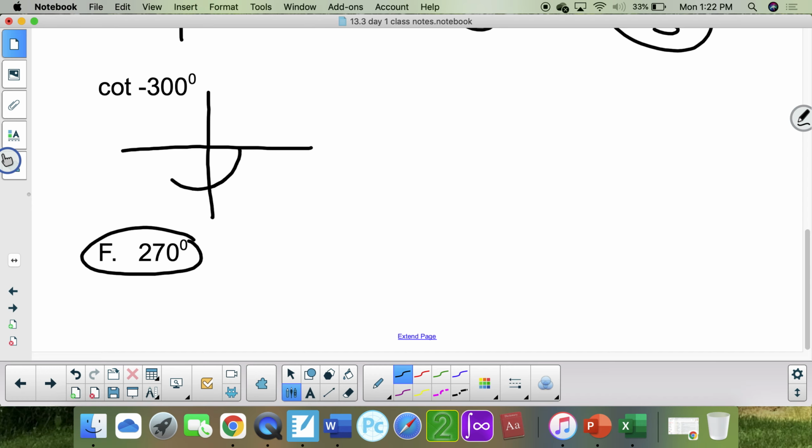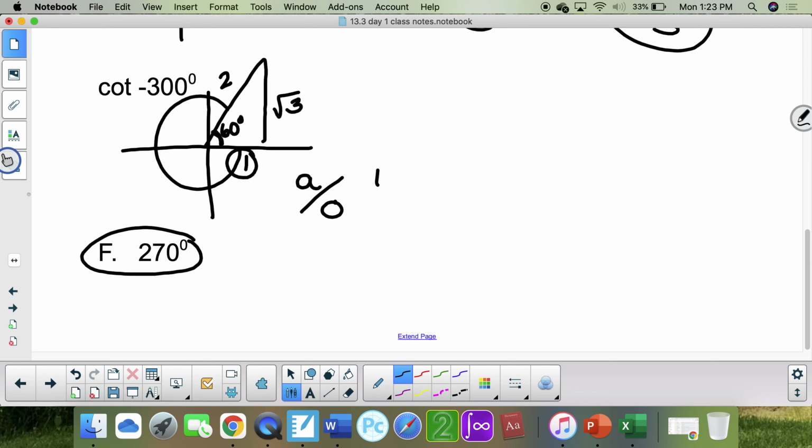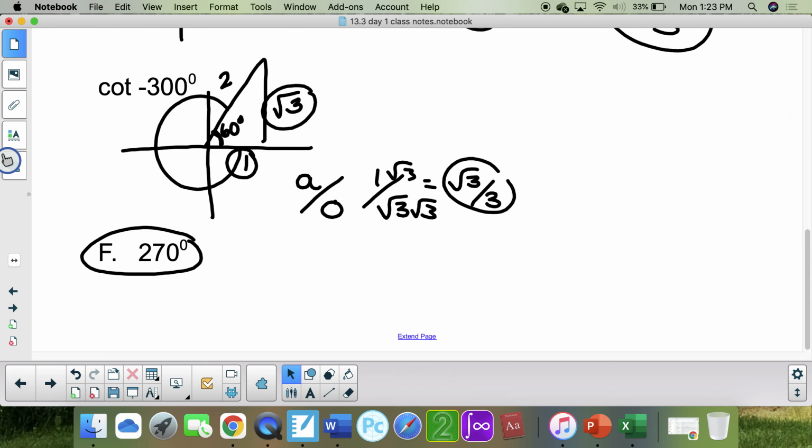Negative 300 puts you in this quadrant. This is 60. This is root 3. This is a positive 1, and the hypotenuse is 2. Cotangent is adjacent over opposite. Well, this is the reference angle, and this is the adjacent side, and this is the opposite side. Multiply the top and the bottom. And that's all the notes so far for part 1 for 13.3.